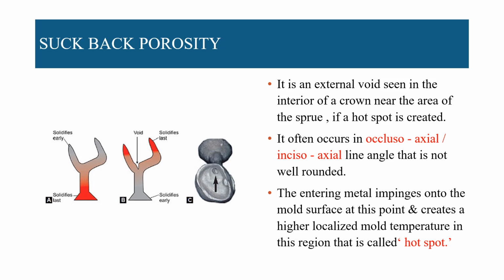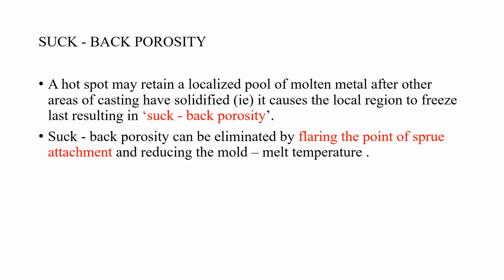if a hotspot is created. This is called suckback porosity. It often occurs in the occlusal axial or incisal axial line angle that is not well rounded. The entering metal impinges on the mold surface at this point and creates a higher localized mold temperature in this region, which is called a hotspot. The hotspot may retain a localized pool of molten metal after other areas of casting have solidified. That is, it causes the local region to freeze last, resulting in suckback porosity. It can be eliminated by flaring the point of sprue attachment and reducing the mold temperature.